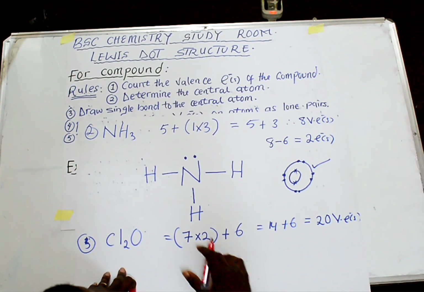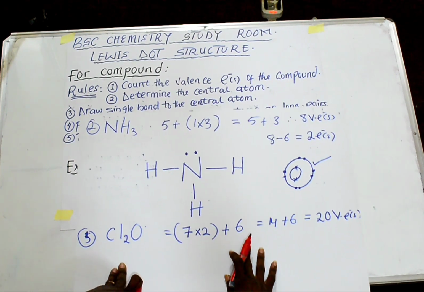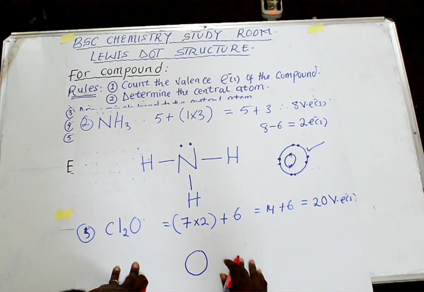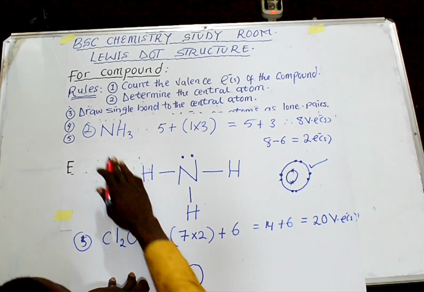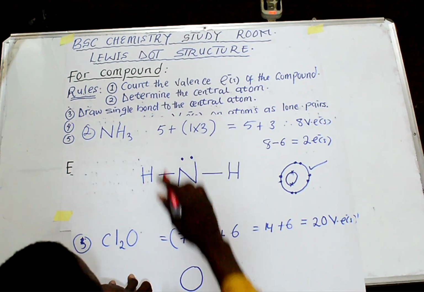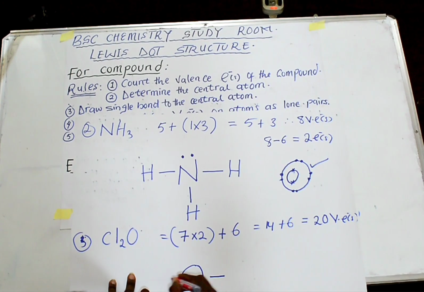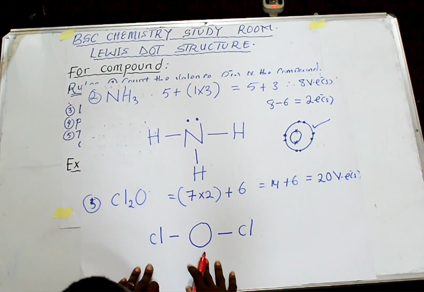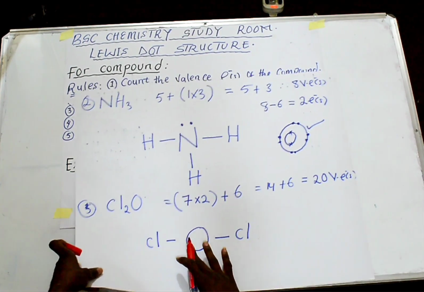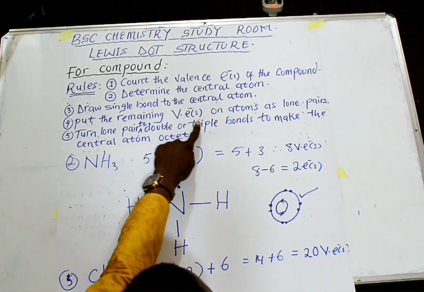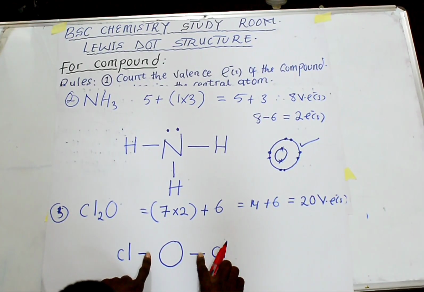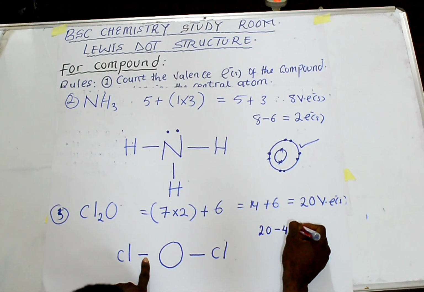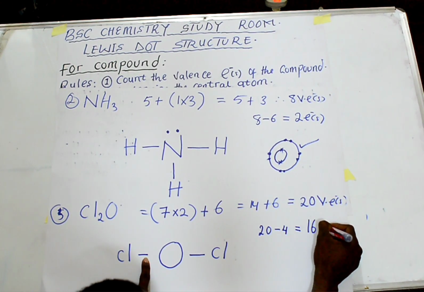So now step number 2. Step number 2 says determine the central atom. Here oxygen is the central atom. Step number 3 says draw a single bond to the central atom from the terminal atoms, chlorine and chlorine, 2 chlorines. Now step number 4 says put the remaining valence electrons on atoms as lone pairs. So now we are subtracting 4 electrons from 20. 20 minus 4 gives us 16 valence electrons.